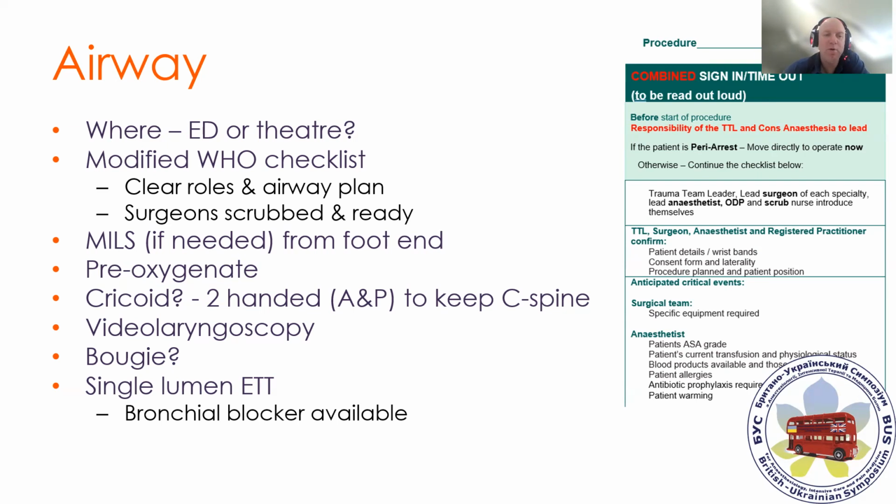Some advocate use of a bougie for first pass. I don't when I've got a skilled laryngoscopist present, but in the pre-hospital or an austere environment, it might be wise to consider. We also strongly advocate for single lumen endotracheal tubes, even if the chest is going to be opened, because of the complexities of double lumen tubes. If you are not familiar with them or using them regularly, they can cause more harm than good, particularly when you've got multiple other things to consider at the time, such as physiological compromise, blood management and team management. A single lumen tube with a bronchial blocker is adequate for what we need.